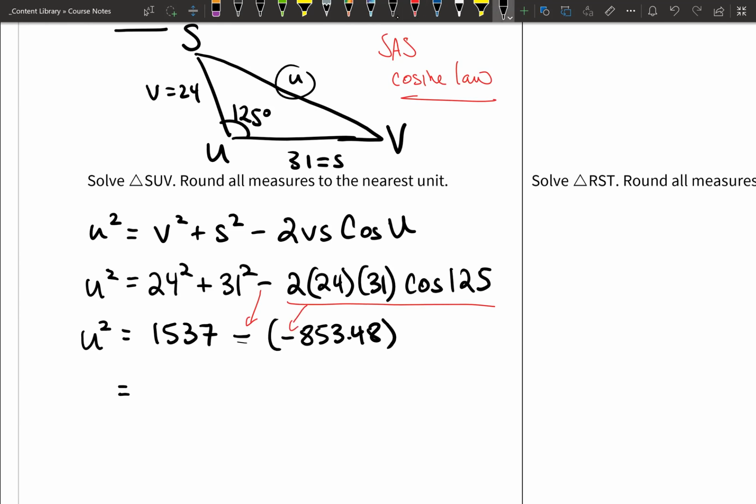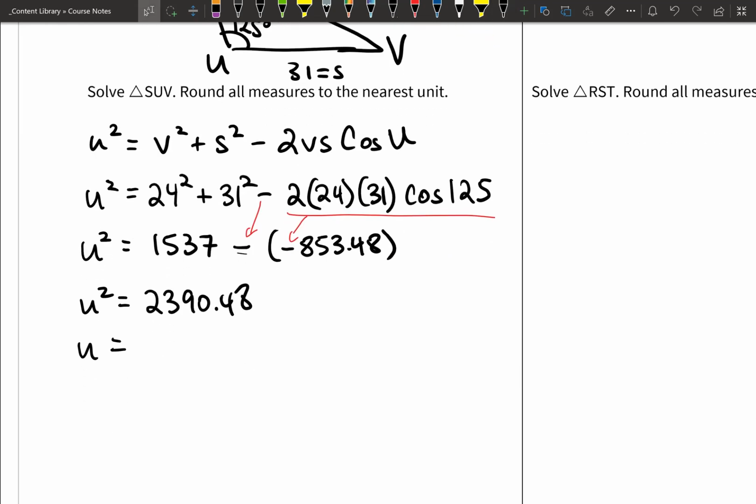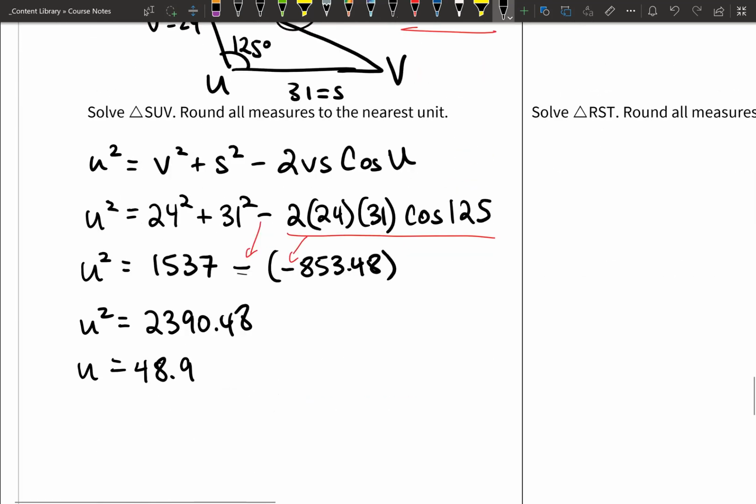Okay, and so 1537, take away the negative, gives you plus, so plus 853.48, and we get 2,390.48, and that's equal to U squared. And if I want U, remember you have to take the square root of that, and the square root of that number is going to be 48.9, rounded to 1 decimal. And if we have units, we'll put in some units, and the units are in meters. Okay, so there's side U.